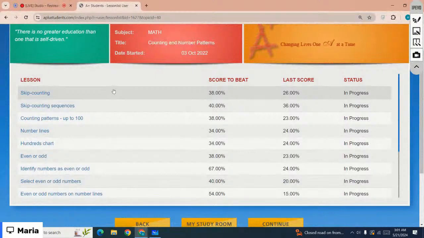Okay, so here I am on grade 2 math. The chapter we are on right now is counting and number patterns. Let's start with the lesson, that is hundreds chart.